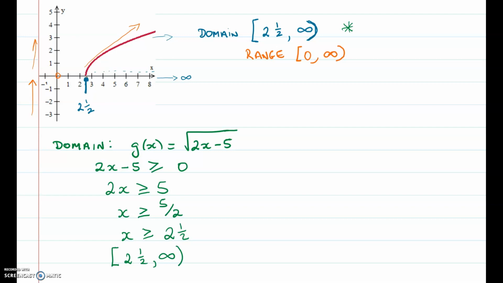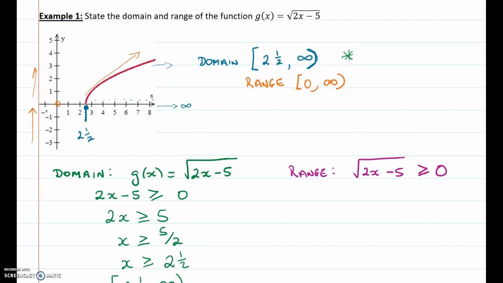Okay, let's talk about the range algebraically. For the range algebraically, you say that the square root part of it, including the square root sign, has to be greater than or equal to 0. So the answer for a square root has to be greater than or equal to 0. For the domain, we take the piece under the square root sign, but we throw away the square root sign itself. For the range, we need to keep the square root sign. And we say the square root of 2x minus 5 is greater than or equal to 0.